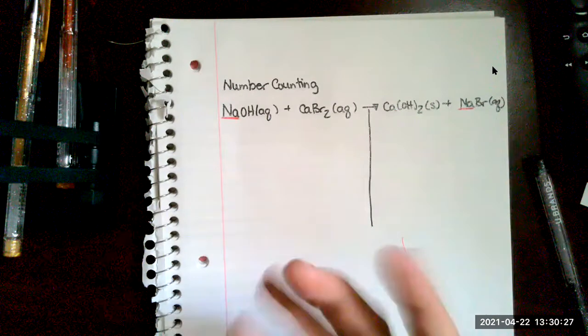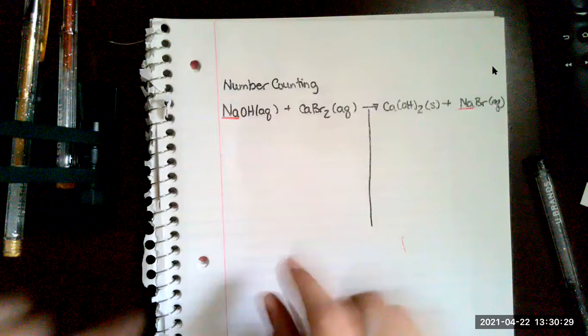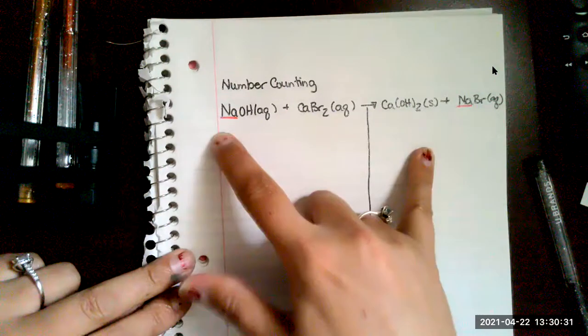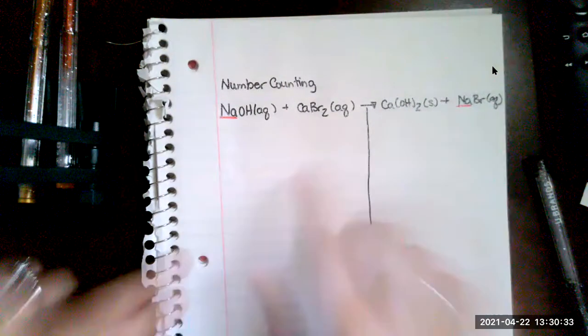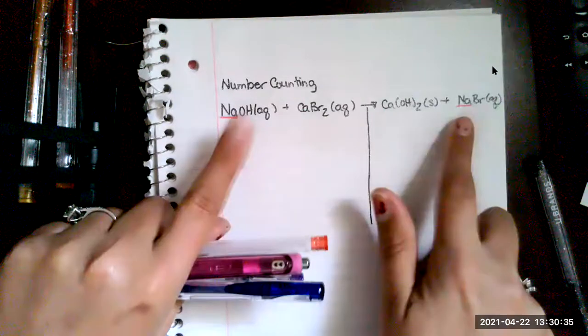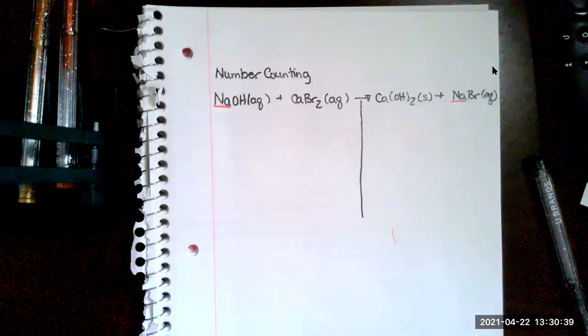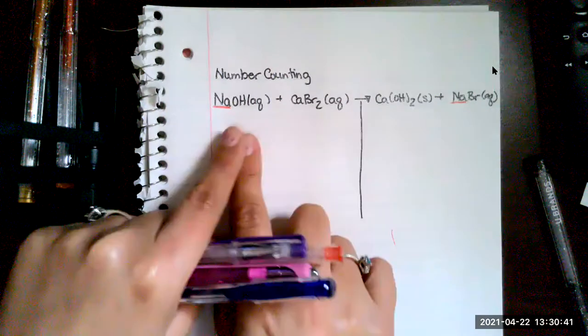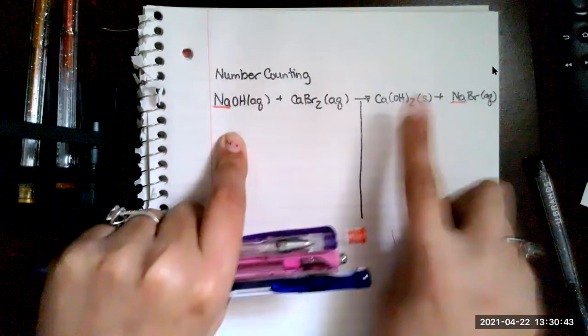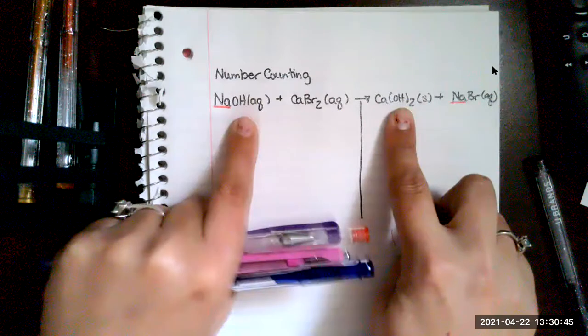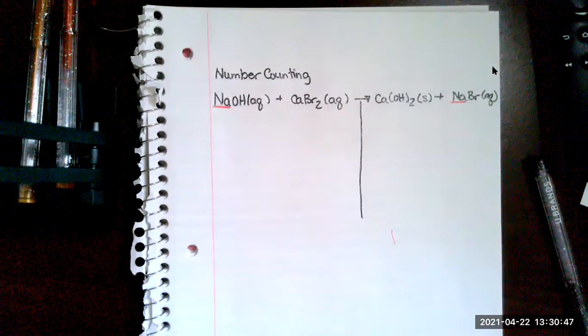So the question you ask yourself is: is it a standalone element or is it a polyatomic? If it's a standalone element, you know it's going to be found on both sides, and you can just underline them. If it's a polyatomic like hydroxide, you always look to the other side to see if the match is there. If you have the same polyatomic on both sides, you can treat it like a standalone element.